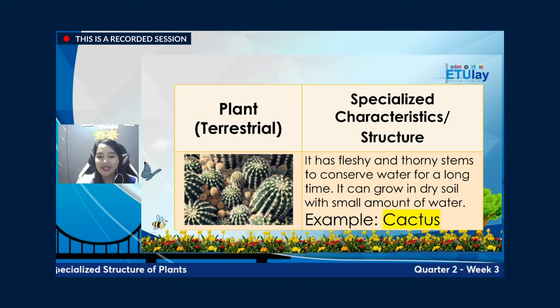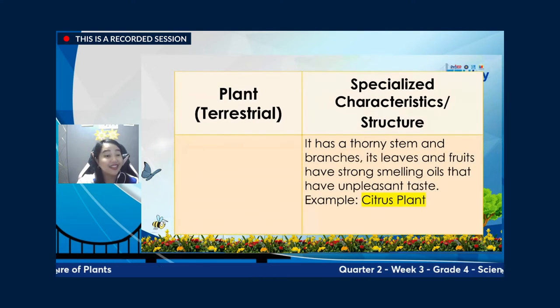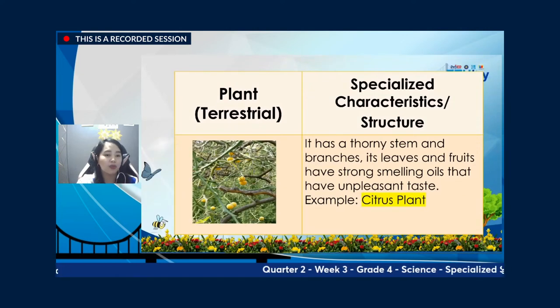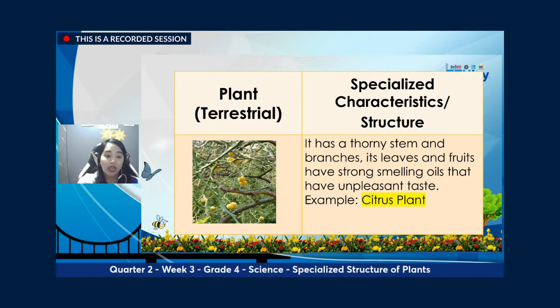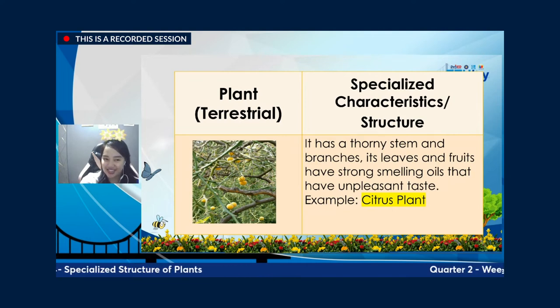Next one is we have here the citrus plant. Itong citrus plants na to, it has thorny stems and branches, and its leaves and fruits have strong smelling oils that have unpleasant odors. Ayan, tapos na tayo sa mga terrestrial plants.